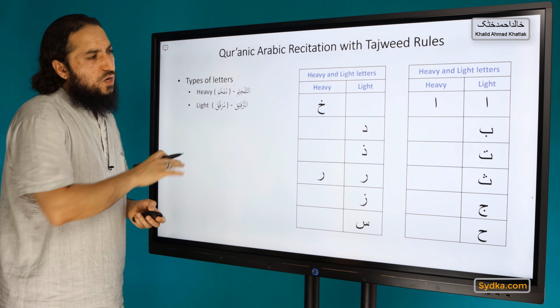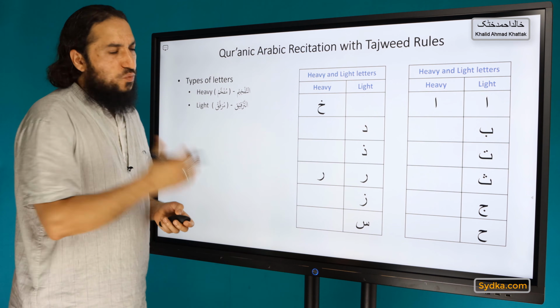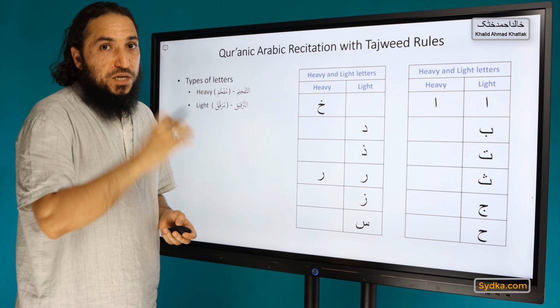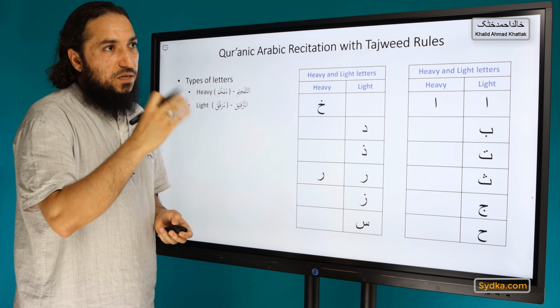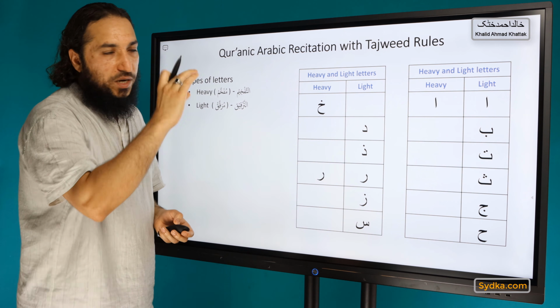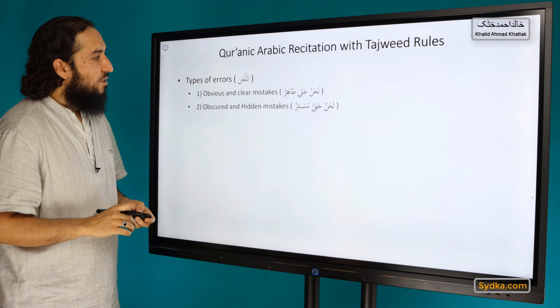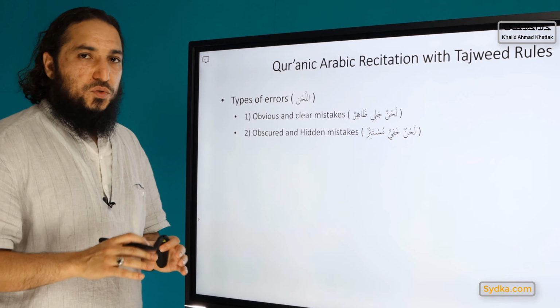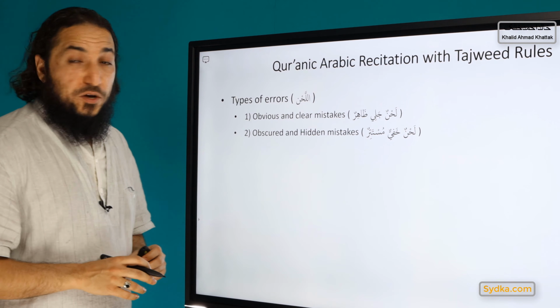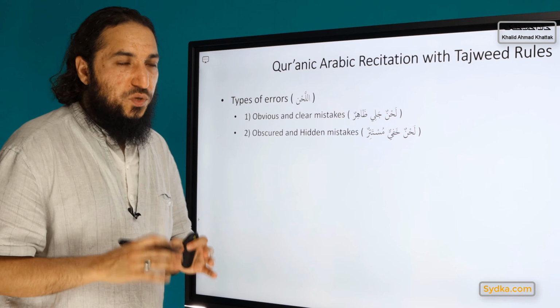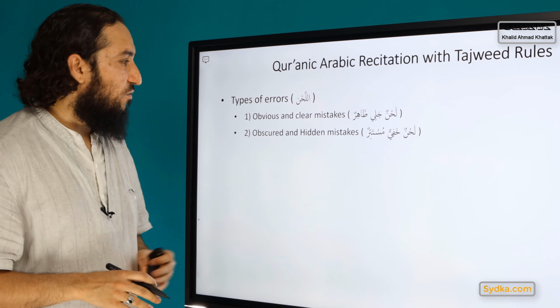Another piece of advice: whenever you are learning tajweed, you have to look at the teacher's mouth a lot and see how he moves different muscles. Now, different tables. There are two types of errors that we may commit during recitation of the Quran. That's why it's very important that we learn the tajweed rules to avoid both of them.